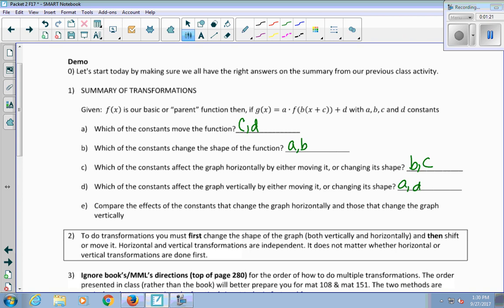And then the effects of the constants that change the graph horizontally versus those that change the graph vertically. Vertically, it's pretty intuitive. It does what you expect, but horizontally is counterintuitive. It's opposite of what you expect.